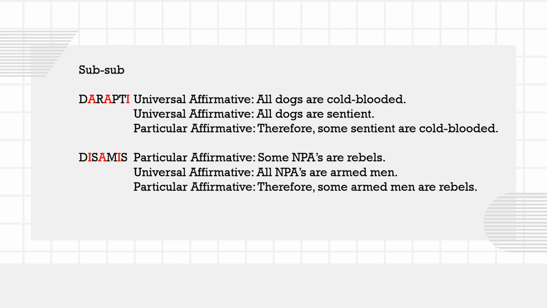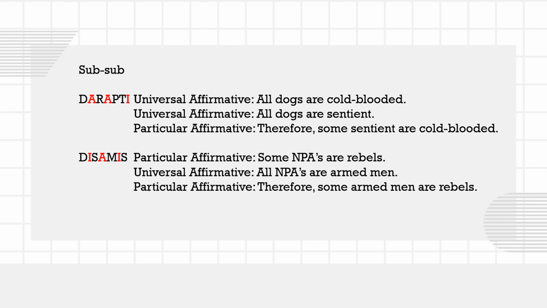This syllogism aligns with the principles of categorical logic, demonstrating that if all dogs possess the traits of being cold-blooded and sentient, there must exist a subset of sentient who are also cold-blooded, as suggested by the premises.